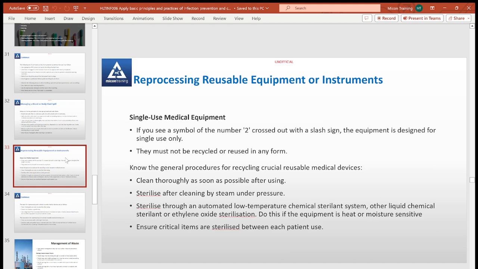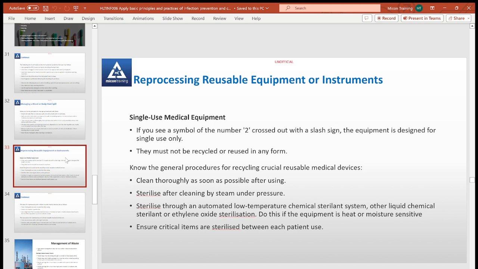Reprocessing of reusable equipment or instruments. Single-use equipment: if we see the symbol number 2 crossed out or with a slash sign, it means this particular equipment is single use. So the moment we finish using it, we should dispose of it. It must not be recycled or reused.